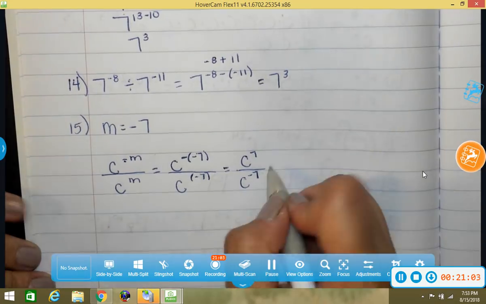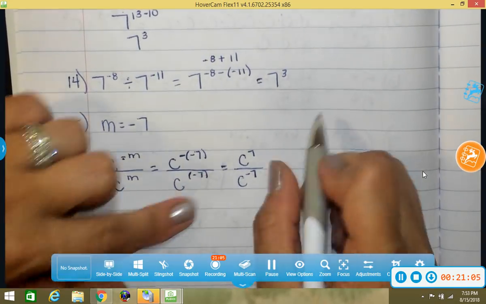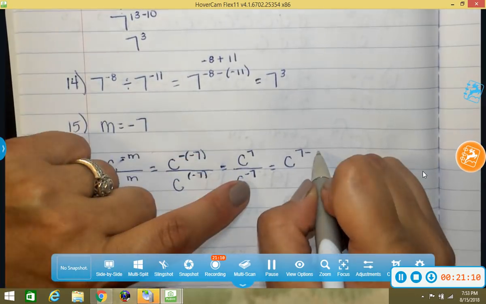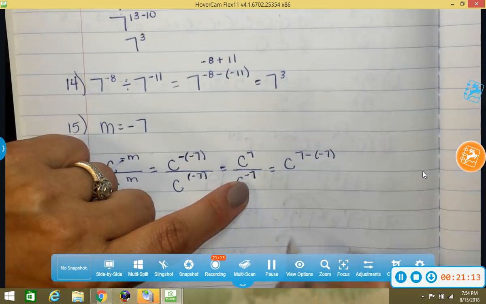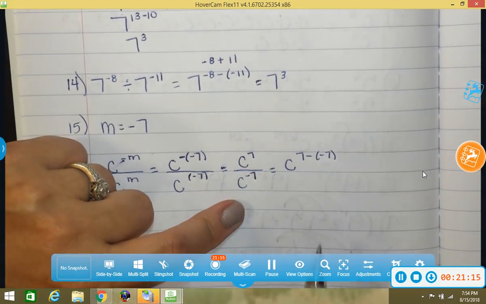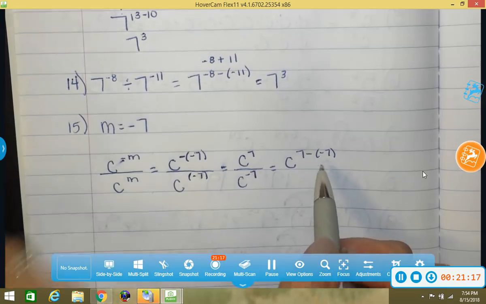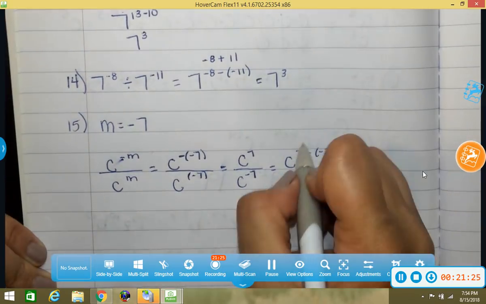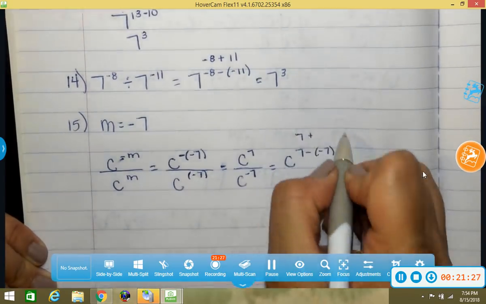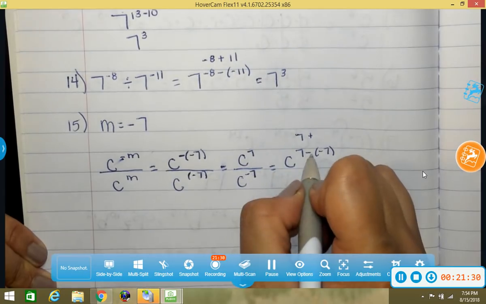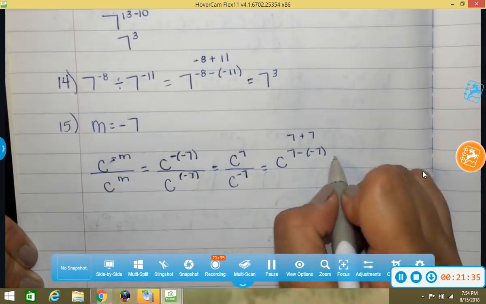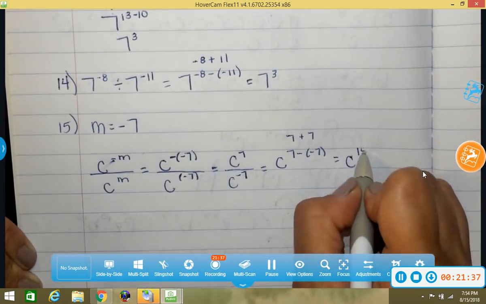Alright, so you have a like base of c, and you're going to say 7 minus negative 7. Minus a negative, you can automatically say, okay, minus a negative is the same thing as adding a positive. Or you can look at it as keep, change, change. So 7 plus, so keep, change, and then negative 7 would become a positive 7. Well, what is 7 plus 7? It's 14. So c to the 14th.